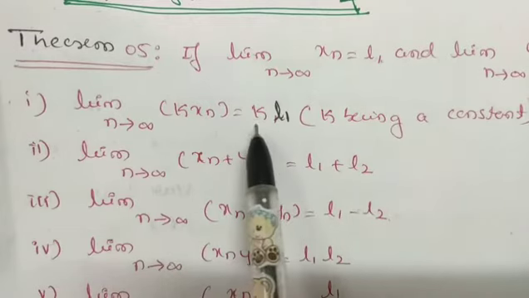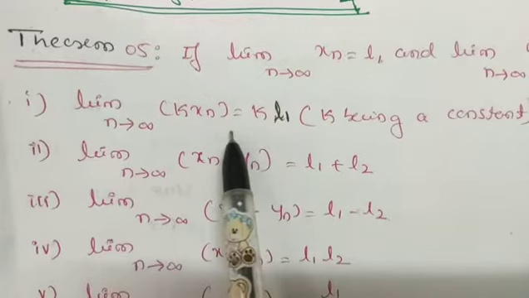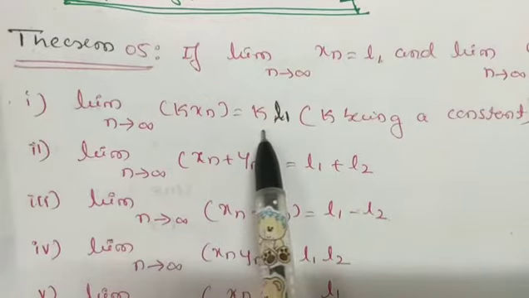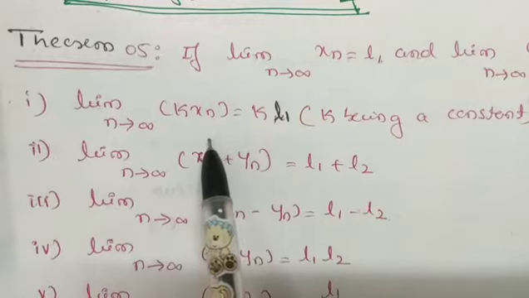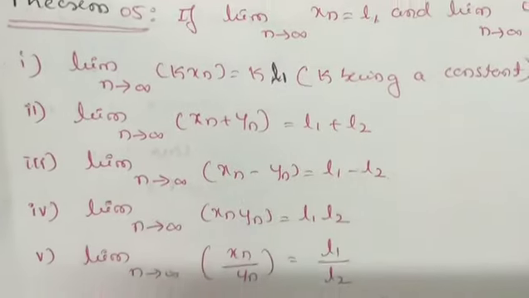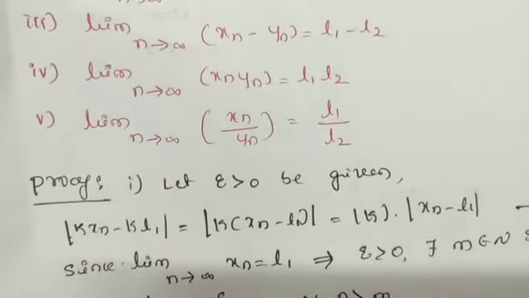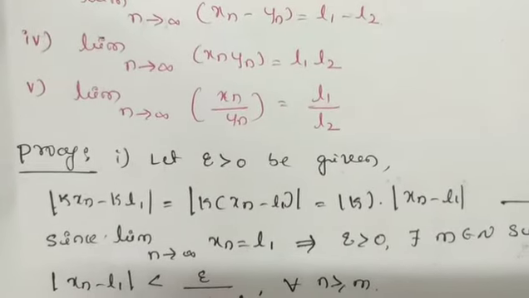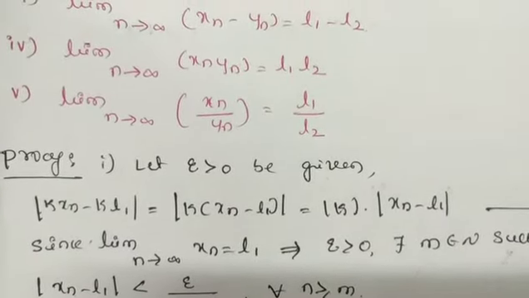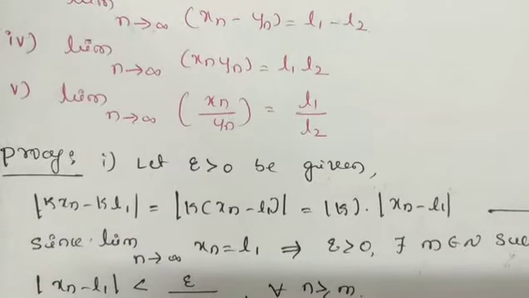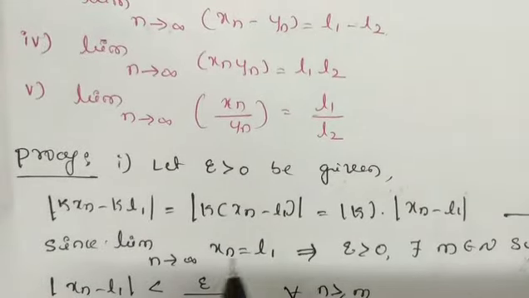You know the definition of this limit. So it means here you have to prove mod of k xn minus k L1 is less than epsilon, then we can say that this limit exists. This limit is equal to k L1. So let epsilon greater than 0 be given. Then let us consider mod of k xn minus k L1, is equal to, take k common.